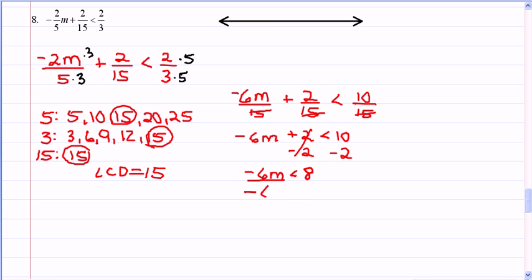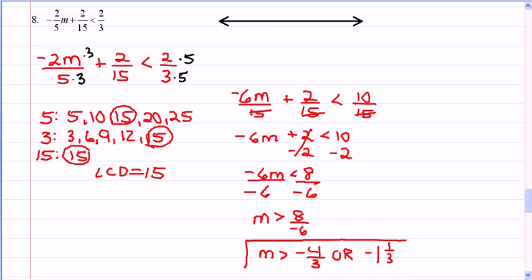And when I divide both sides by negative 6, I have to remember to switch the direction of the inequality to m is greater than 8 over negative 6. And 8 over negative 6 reduces to negative 4/3, and negative 4/3, if I change this to a mixed number, is negative 1 1/3. So the inequality is m is greater than negative 4/3 or negative 1 1/3.